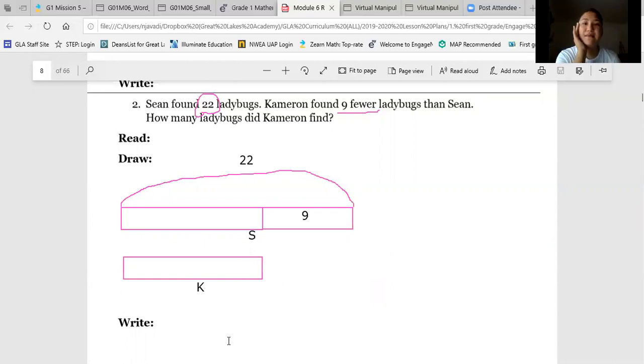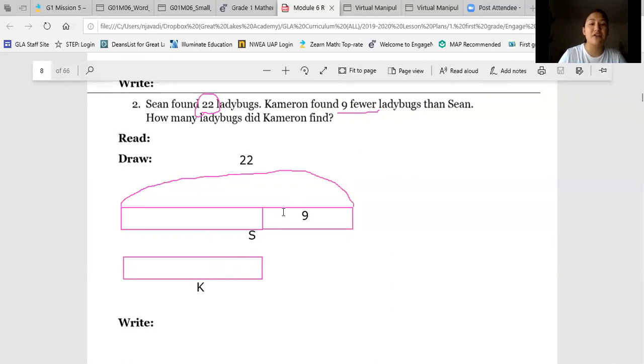Now, looking at this tape diagram, what am I supposed to do? Can I use an addition number sentence? Can I use a subtraction number sentence? Shout it out now. You're right. We can use either one of them. We can use an addition sentence or a subtraction number sentence. First, let's solve using the subtraction sentence way, and then we'll do the addition number sentence.